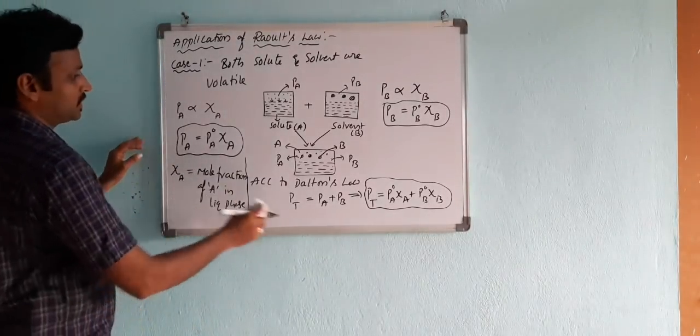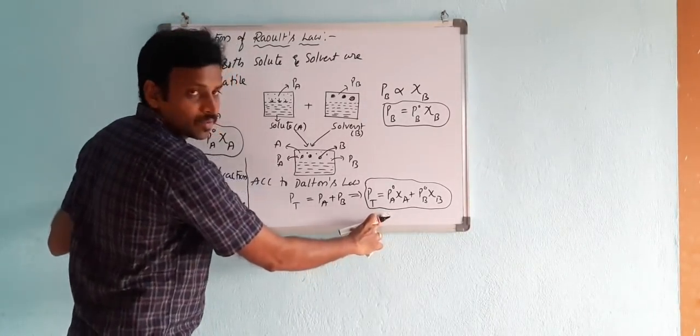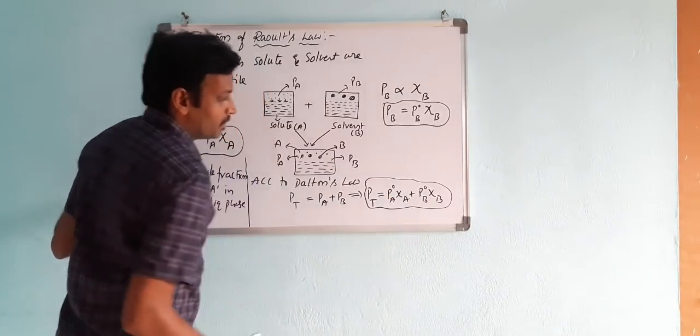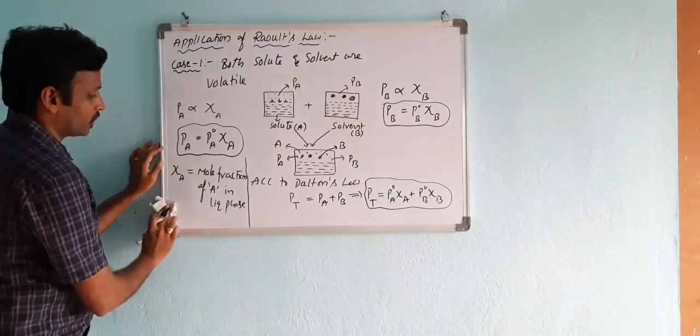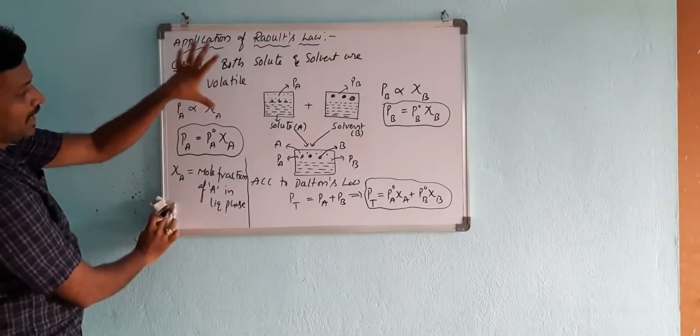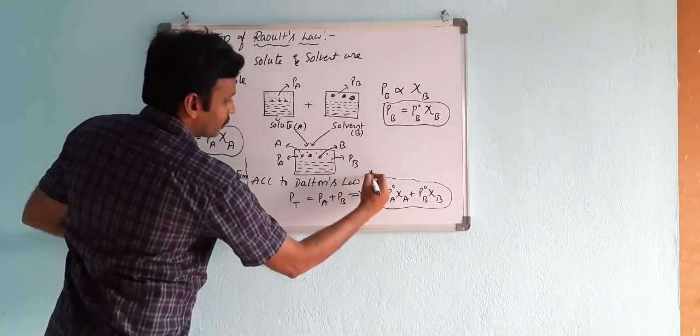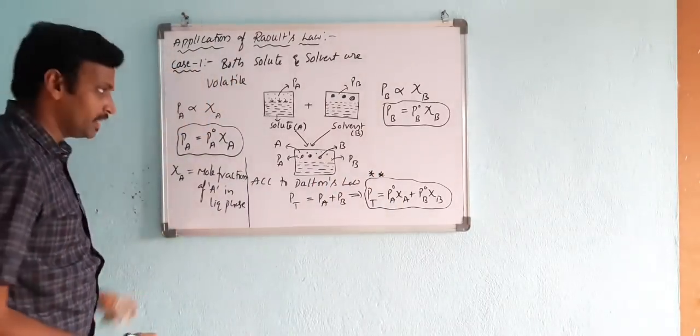Now let's see some more related formulas for this. P total is equal to PA naught xi A plus PB naught xi B. Let's see one by one. Just have a look and note everything down. This formula is very important for you.